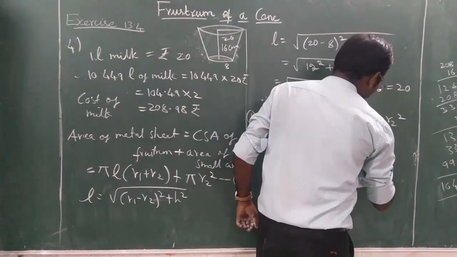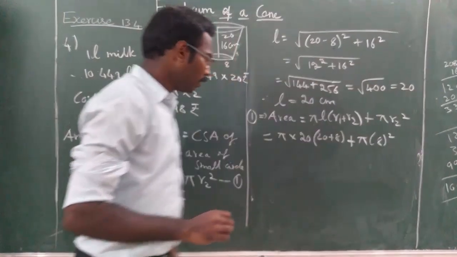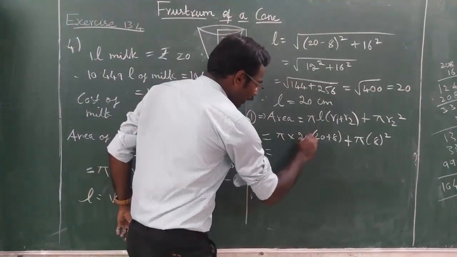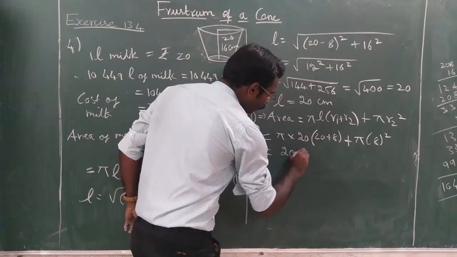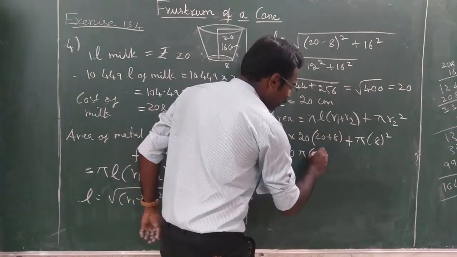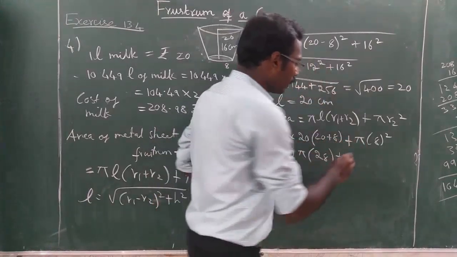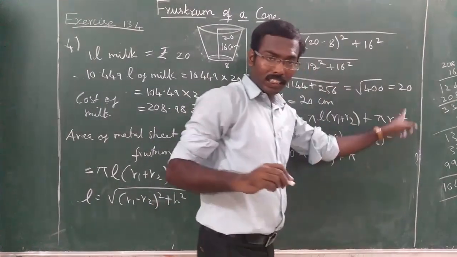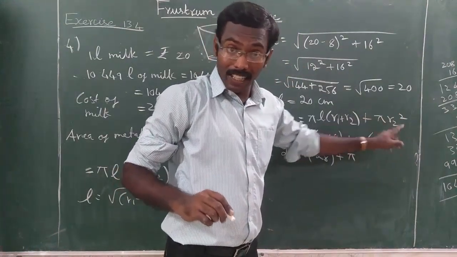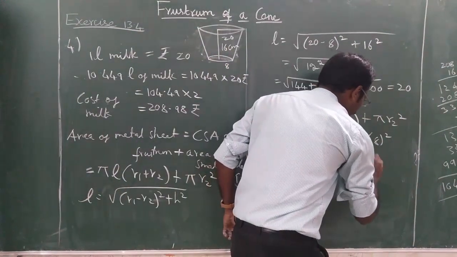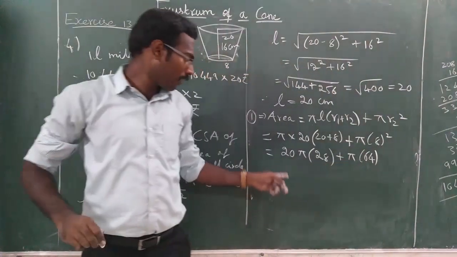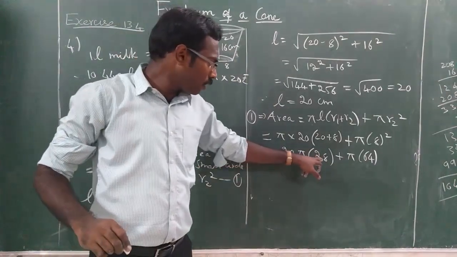So 8 square. Okay. So that is pi into 20 is 20 pi into 20 plus 8 is 28, plus pi into 8 square. 8 square is 8 into 8. 8 into 8 is 64. Clear? Okay. So now 20 into 28.